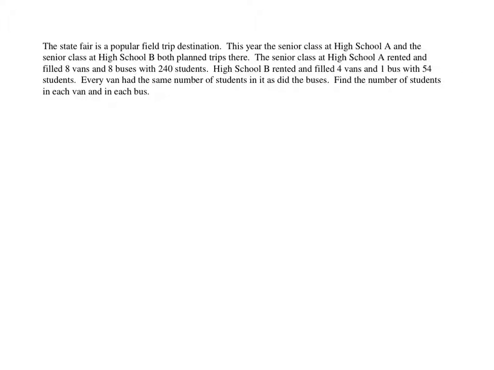So this one we're actually going to write and solve. So first of all, we're going to look for our totals. Well, as we read through, it told us there were 240 students, and then there were 54 students. So that right there is going to give us our 2 totals. So we know that something is going to equal 240, and something else is going to equal 54.